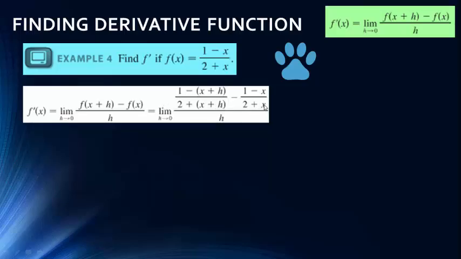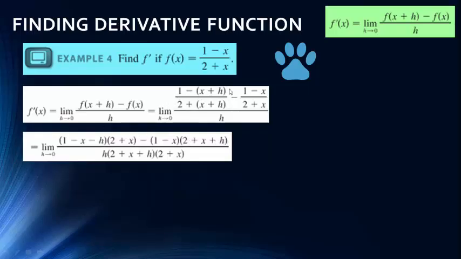Now, in order to simplify this, since we're subtracting fractions in the numerator, we have to have a common denominator. So the easiest way to do this is to use the product of both of these as the denominator. Remember, common denominators have all factors. So our common denominator is 2 plus x times the quantity of 2 plus x plus h. All right? So that means we have to multiply this numerator by the missing piece, 2 plus x, and this numerator by the missing piece over here, 2 plus x plus h. And you can see that's happening here. So this numerator times 2 plus x minus this numerator times 2 plus x plus h.